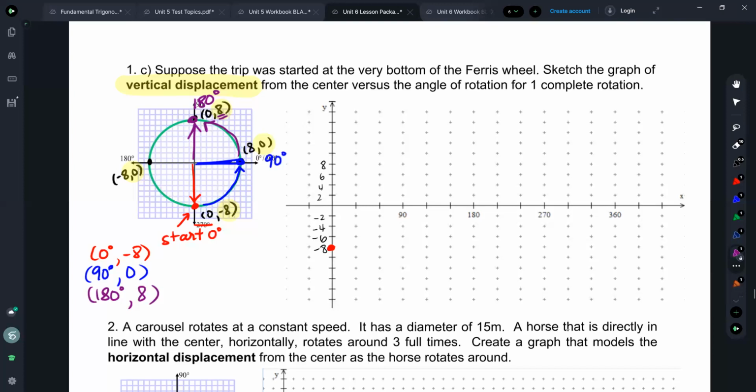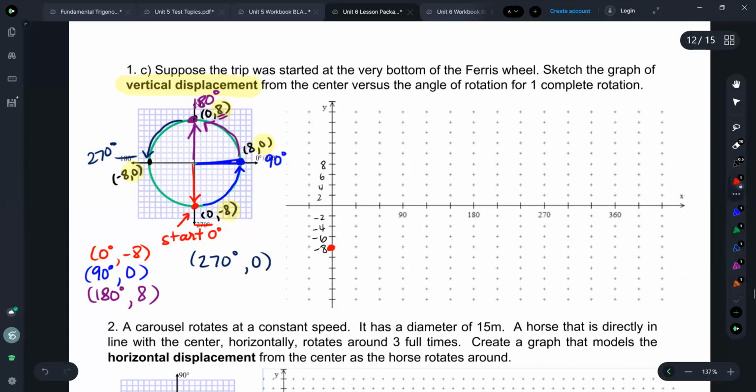Yep. It changes the whole graph of the function. Yeah, it shifts the graph. That's basically what it does. Okay, so I'm guessing you guys probably filled these in already. So 270 at 0. And then we'll finish at 360, -8.